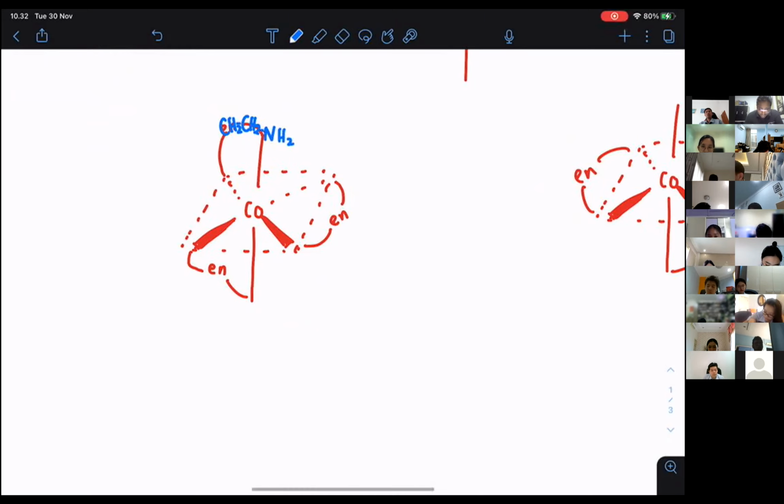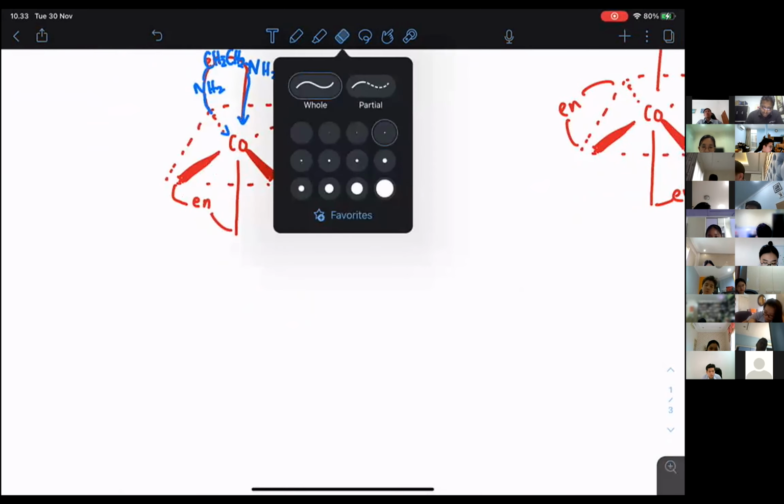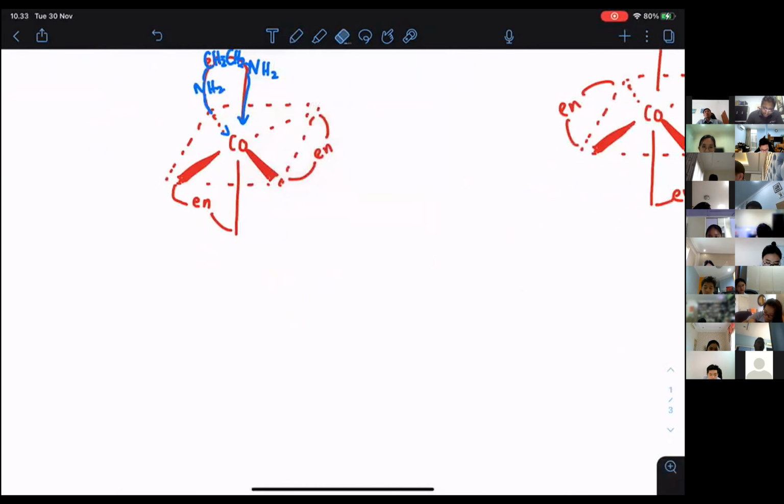CH2, CH2, NH2, and then NH2 here. Then this one will come. This one will come. Okay, you do the same thing. Here, let's see whether I can erase this. You just erase a bit. Okay, you do the same thing.